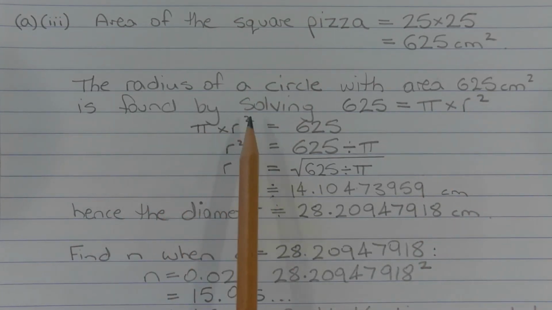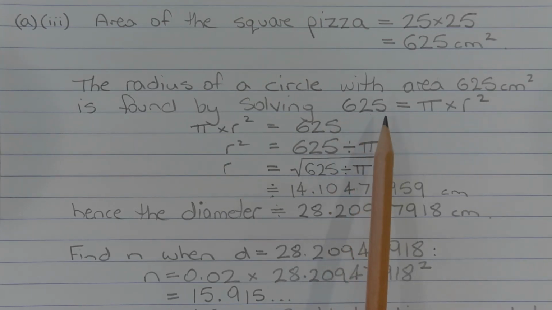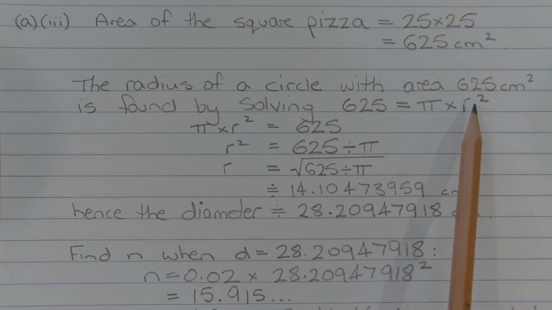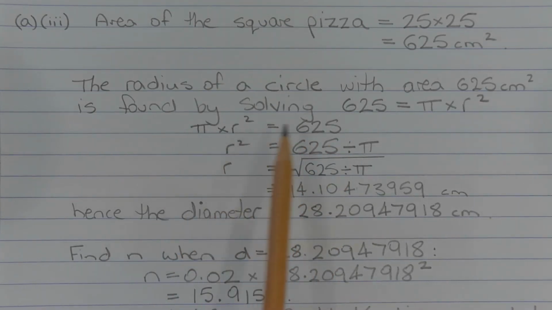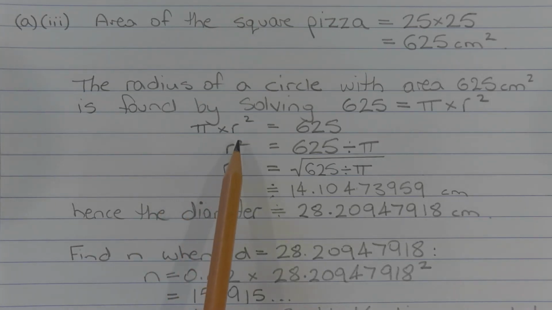Next, we need to find the radius of a circle with area 625 square centimeters. And that is found by solving the equation 625 equals pi r squared for r, which represents the radius of that circle. So solving that equation, we start off with pi times r squared is equal to 625. Dividing both sides of the equation by pi to make r squared the subject, we get r squared is equal to 625 divided by pi. Notice that I haven't evaluated it, I've just left it in exact form. We don't want r squared, we want r. So to convert r squared into r, we need to take the square root of both sides.